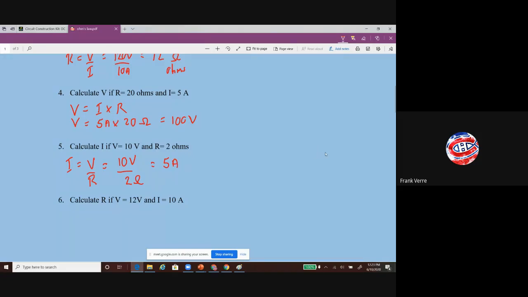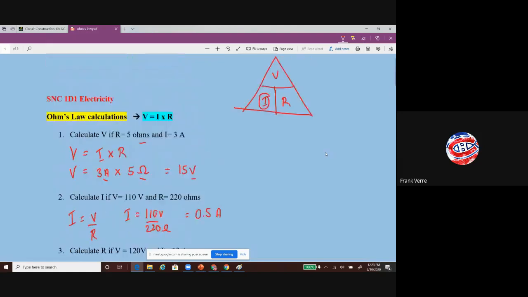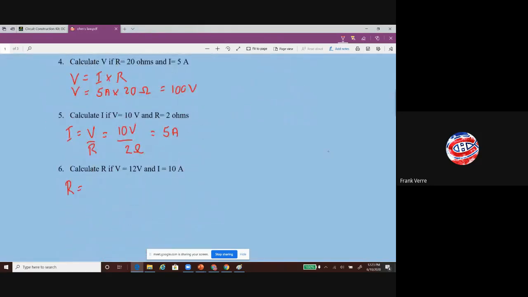Okay. And the last one is what is R given V and I. So R, again, according to this little magic triangle, is V over I. So that would give us 12 volts over 10 amps, which is 1.2 ohms.